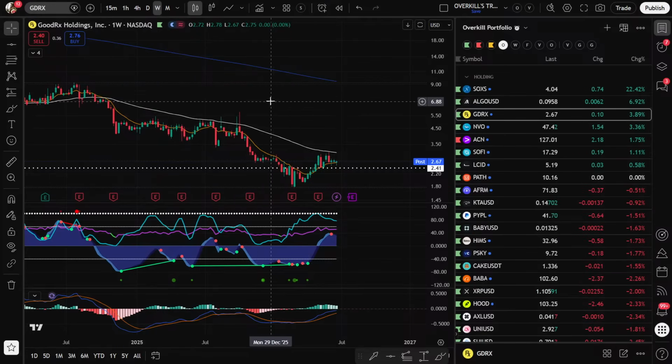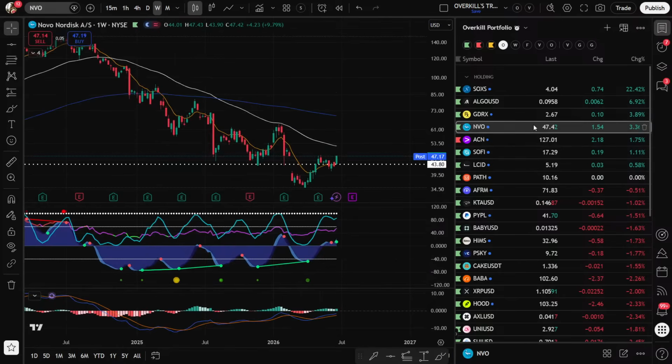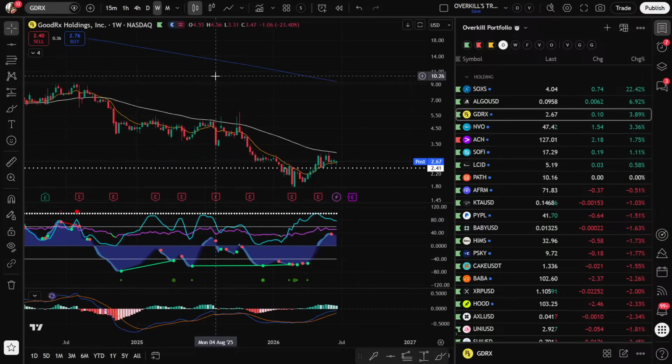Okay, again, healthcare stocks are holding up pretty good. Again, NVO and GoodRx were 2 of my biggest movers on the day outside of SOXS. But those 2 look pretty good for healthcare stocks.